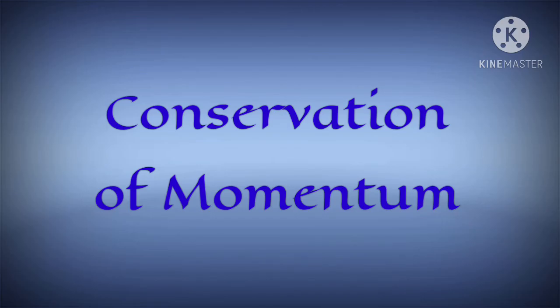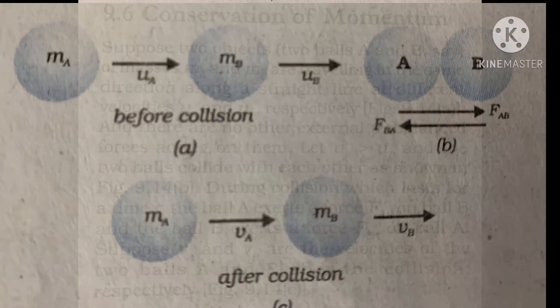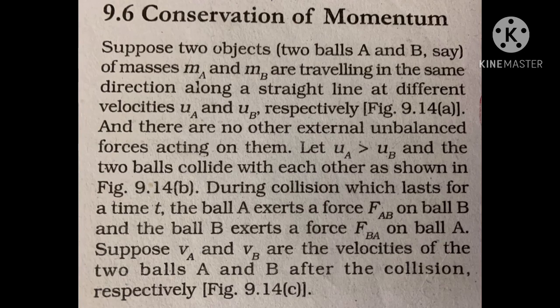Next we'll move on to conservation of momentum. Suppose two objects of masses MA and MB are traveling in the same direction along a straight line at different velocities UA and UB respectively, and there are no other external unbalanced forces acting on them. Let UA be greater than UB and the two balls collide with each other. This collision lasts for a time t.